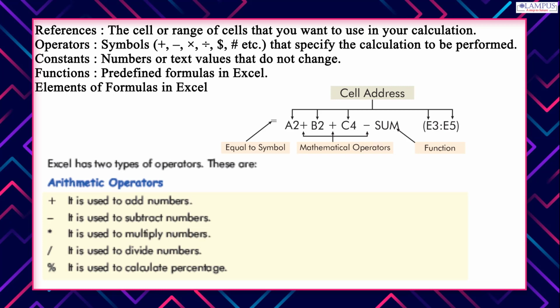These are arithmetic operators. Plus is used to add numbers. Minus is used to subtract numbers. Asterisk is used to multiply numbers. Divide is used to divide numbers. Percentage is used to calculate percentage.